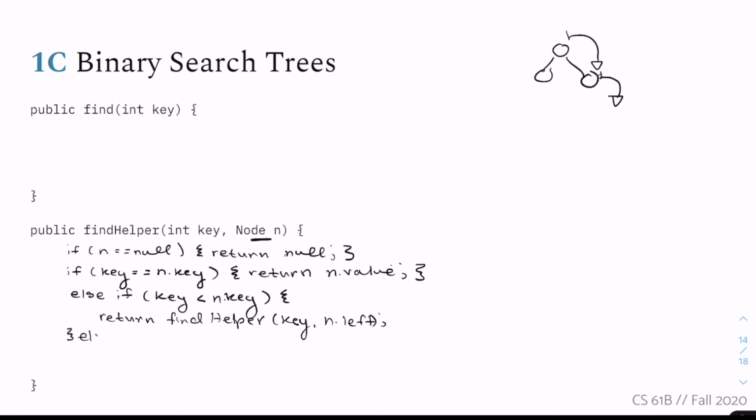And then the last case is automatically, if our key is greater than n dot key, we do the same thing except with the right. So we do return find helper, key, and dot right. And that's our helper function done.